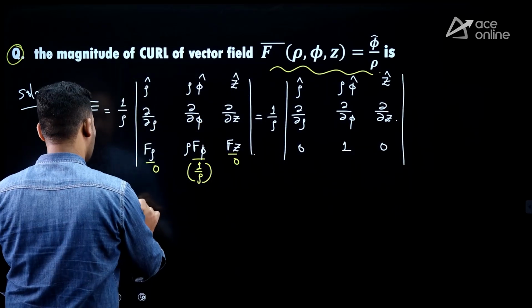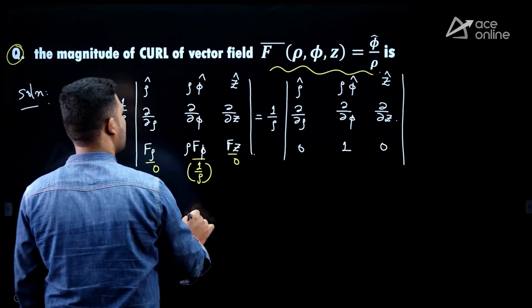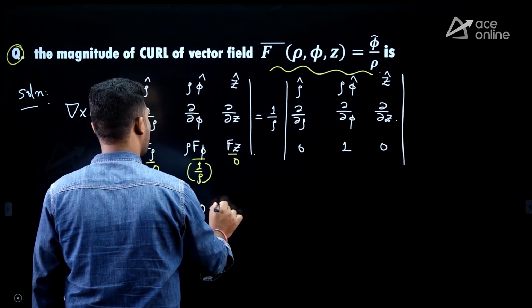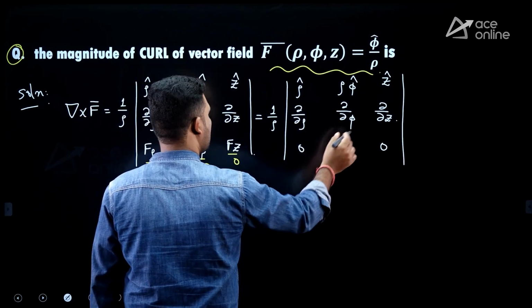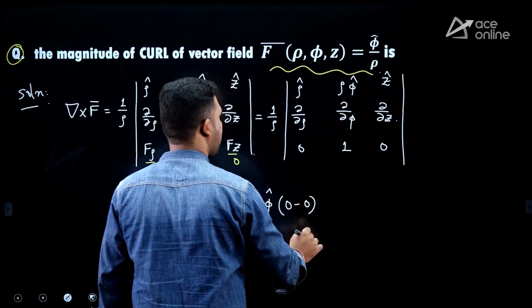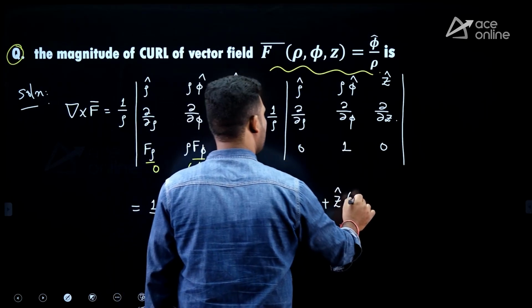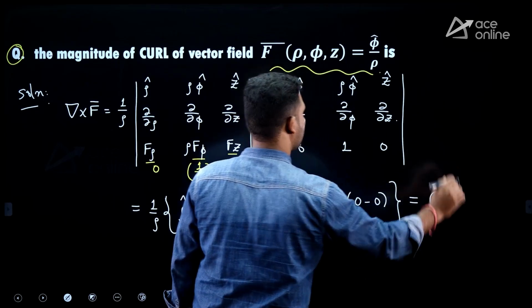Yes. So this is 1 by rho into rho cap into this minus 0 minus 0, minus rho into phi cap, this into this 0 minus 0, plus z cap into this into this 0 minus 0. So which is equal to 0.